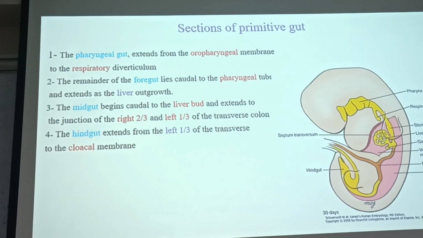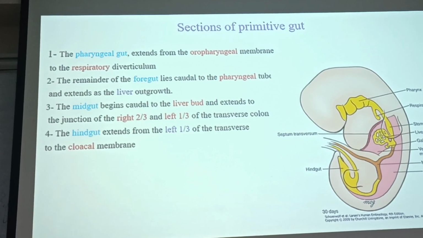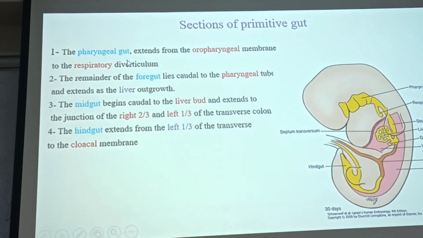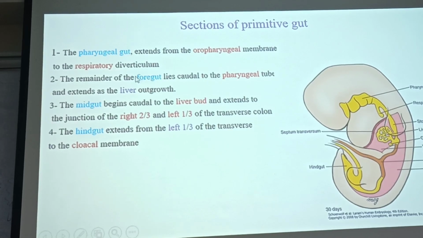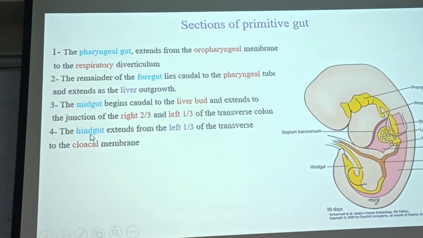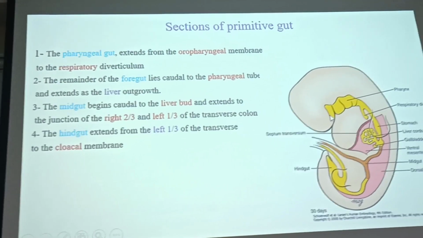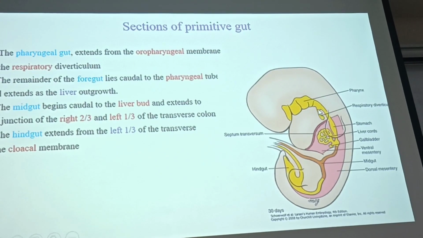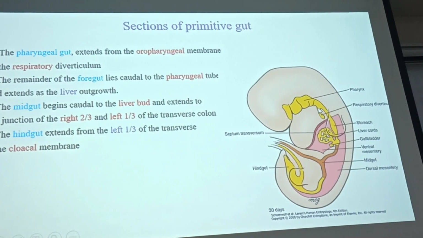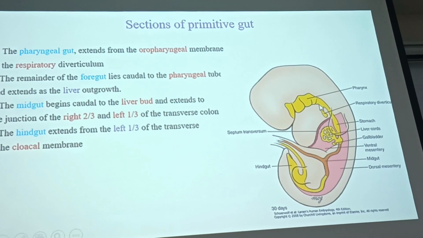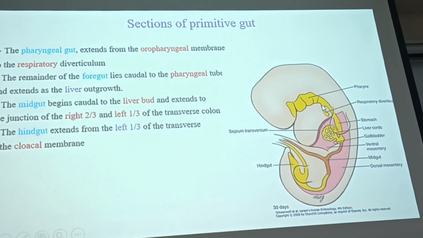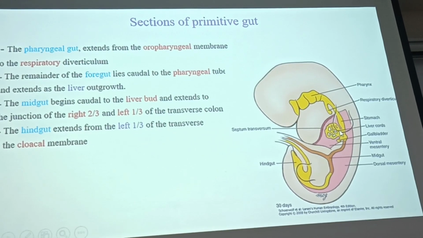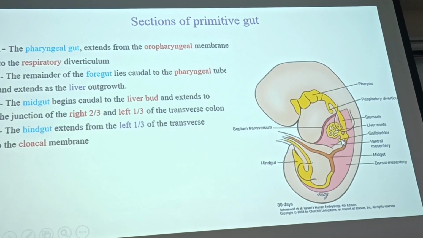The sections of the primitive gut or gut tube consist of pharyngeal gut, foregut or proper foregut, midgut, and hindgut. Pharyngeal gut extends from the oropharyngeal membrane to the respiratory bud or respiratory diverticulum. Proper foregut starts from the respiratory diverticulum and ends at the liver bud.